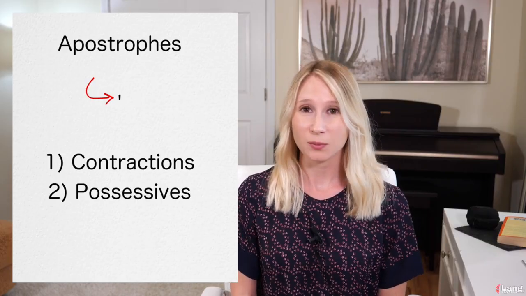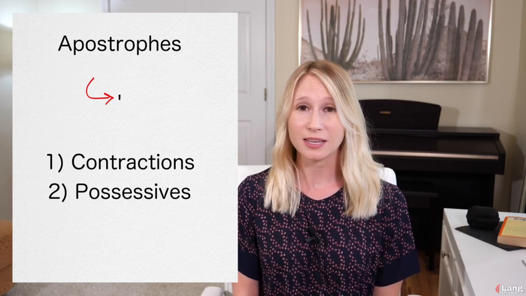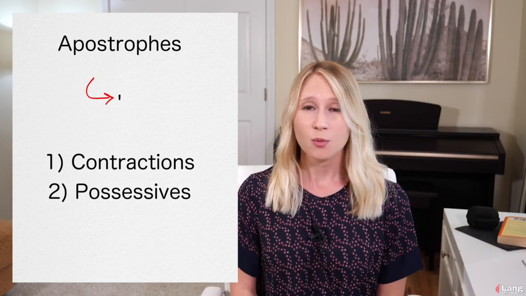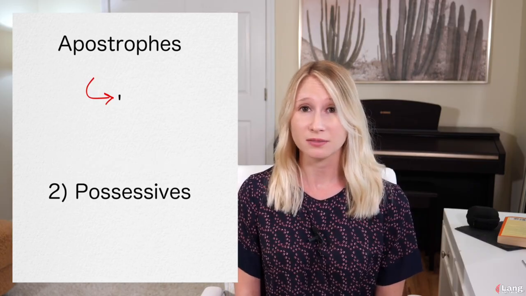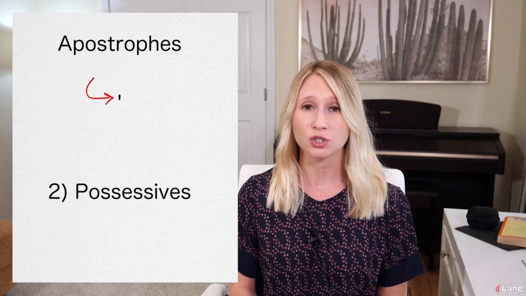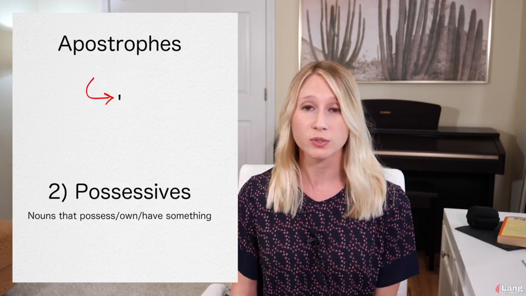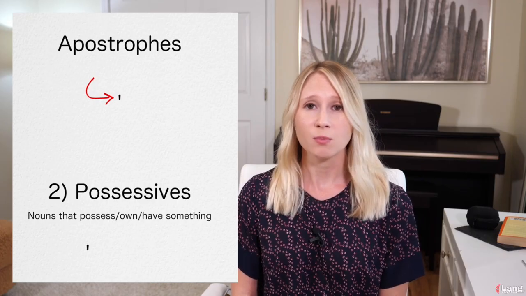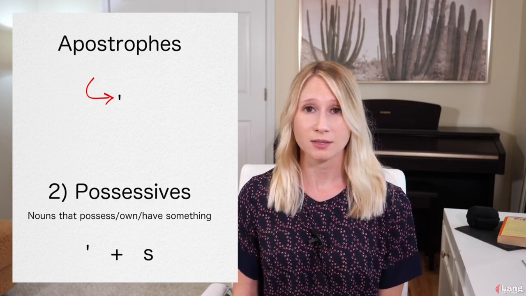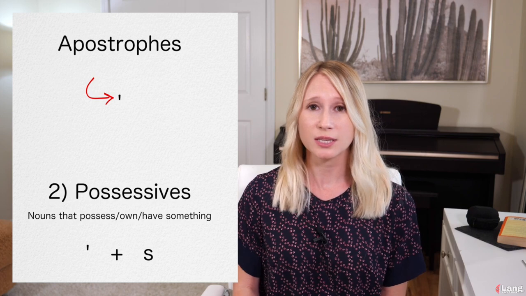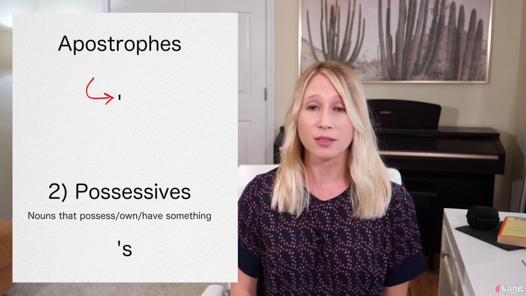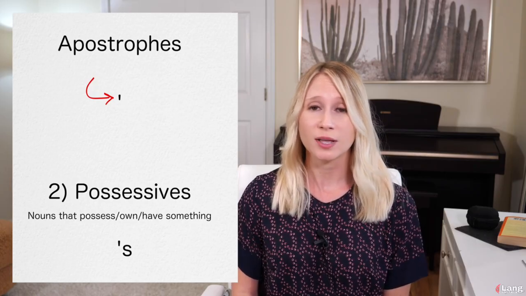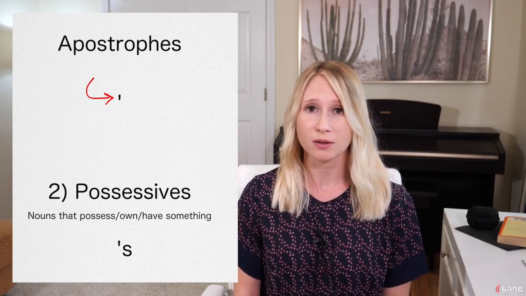Let's talk about the second way we use apostrophes in the English language. While we use apostrophes for contractions, we also use them for possessives. We use the apostrophe to show that something or someone owns something. To do this, we not only use an apostrophe, but we also use the letter S. When talking about possession, you'll see an apostrophe paired with a letter S. We use the apostrophe S to show that someone or something owns something.